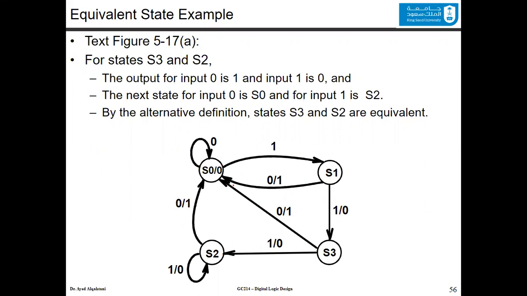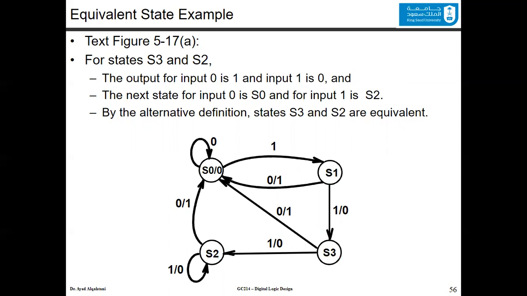Now, we have this example to show the equivalent states idea. So what happens is you try to check if a certain state is equal to another state. You check it this way. You check S0 with S1 and check if they are equivalent or not. And then check S0 with S3. Check S0 with S2. After that, you check S1 with S3. And then you check S1 with S2. And at the end, you check S3 with S2 and check for equivalence every time.